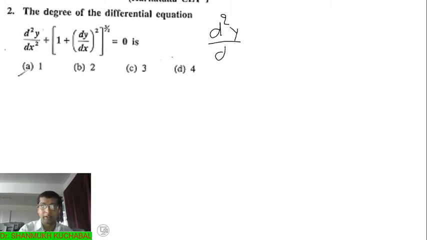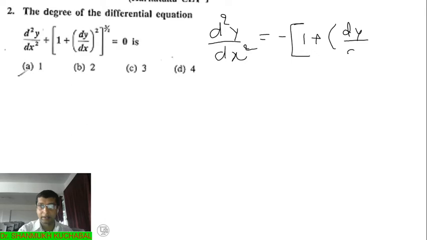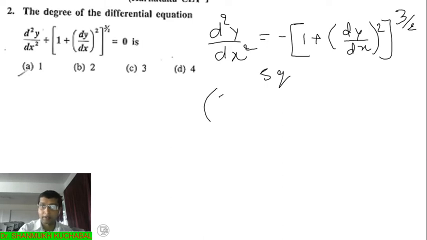d square y by dx square, it is in plus notation. If you transpose it, we get a minus (1 plus dy by dx) whole square raised to 3 by 2. Now, since it is 1 by 2, we'll square on both sides to avoid that 3 by 2 fraction.